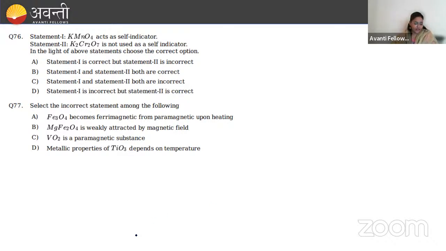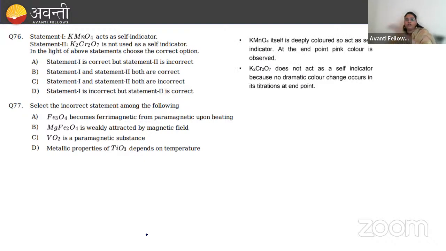KMnO4 acts as a self-indicator, but K2Cr2O7 doesn't act as a self-indicator. So both the statements are what? Correct. Both the statements are correct. So the explanation I have given here: KMnO4 itself is deeply colored, so it acts as a self-indicator. At the end point, it gives pink color. We have seen this reaction. We have performed this reaction in our laboratories also, right?